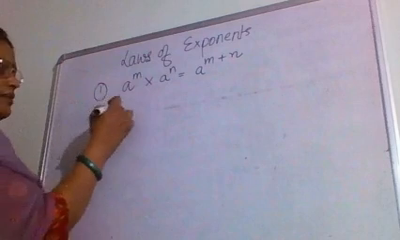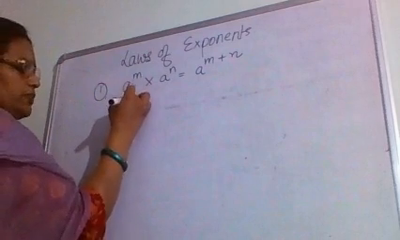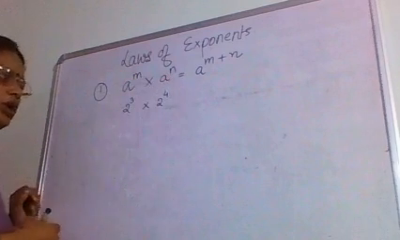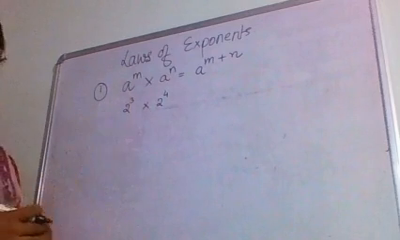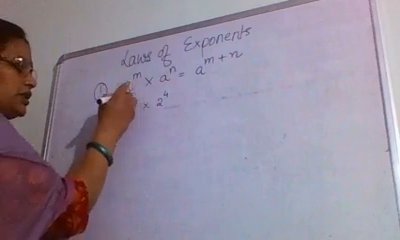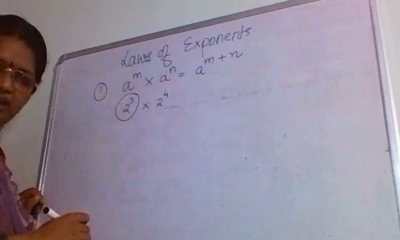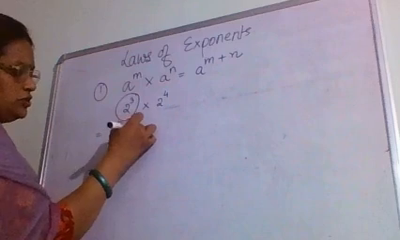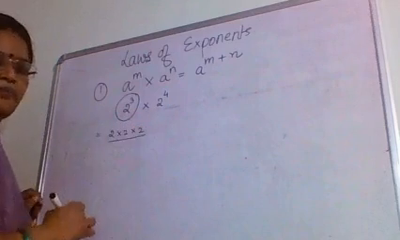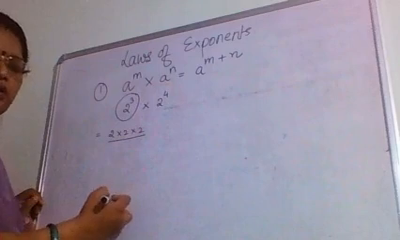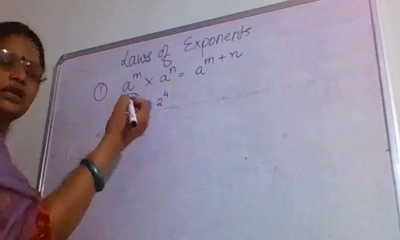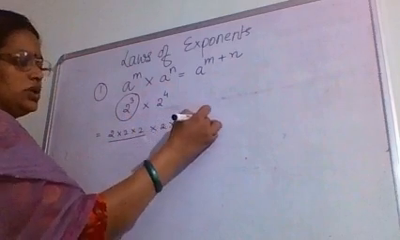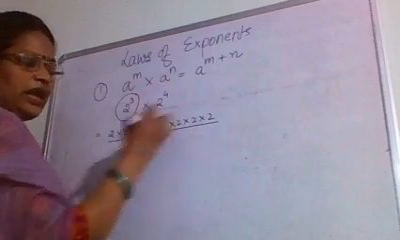Say for example, you have 2 raised to power 3 into 2 raised to power 4. What do you mean by 2 raised to power 3 into 2 raised to power 4? 2 raised to power 3 means 2 is multiplied thrice. So we can write 2 into 2 into 2, 3 times. And what about 2 raised to power 4? 2 raised to power 4 means 2 is multiplied 4 times. So it is 2 into 2 into 2 into 2. We can write like this.